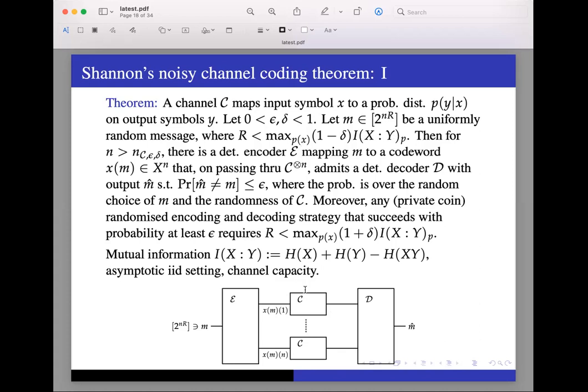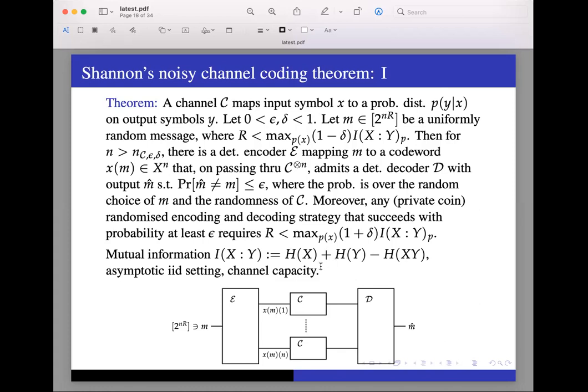Then I can think of the joint probability distribution on X and Y. The marginal on the input is Px, but then there will be a joint distribution mediated by this conditional out here. So this subscript P reminds you of the joint probability distribution on X and Y. Under this joint probability distribution, I can define this entropy quantity called mutual information.